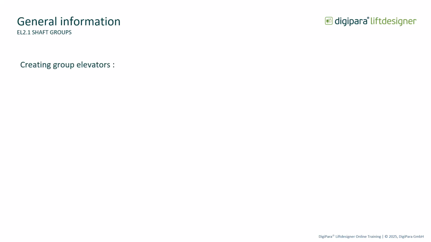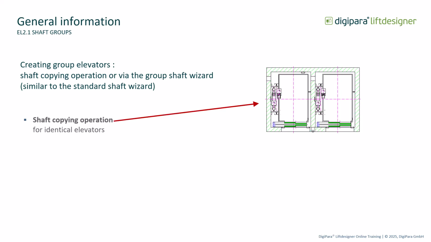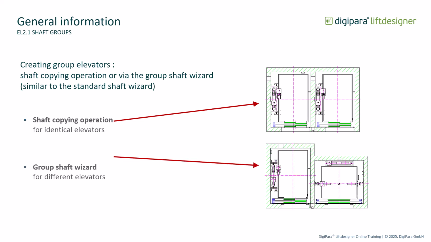Group elevators can be created in two ways, either by copying an existing shaft or by using the Group Shaft Wizard, which works similar to the standard shaft wizard. The shaft copying operation is ideal when you need an identical elevator, while the Group Shaft Wizard allows you to create a different one.